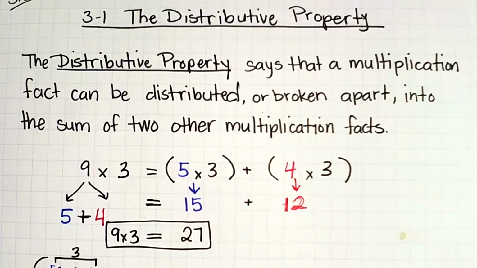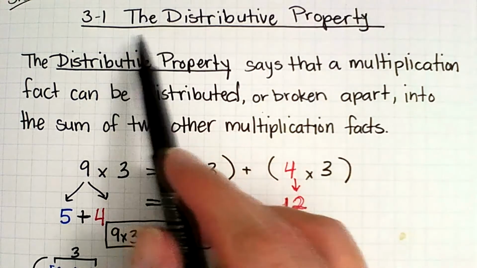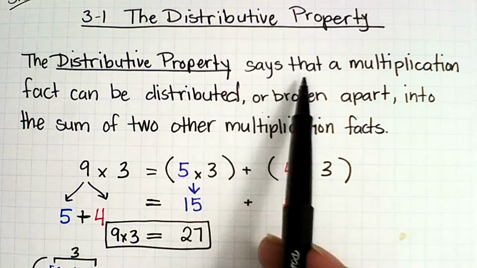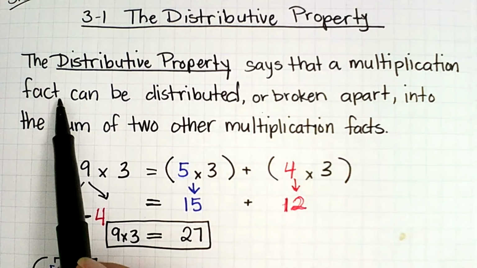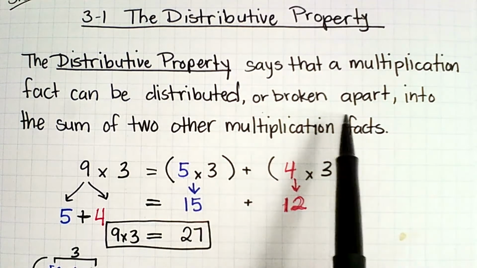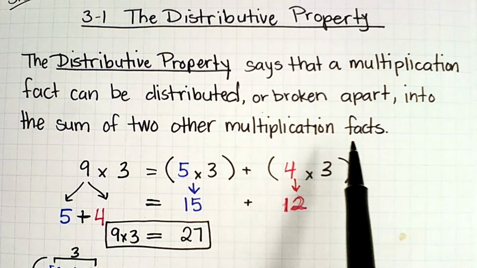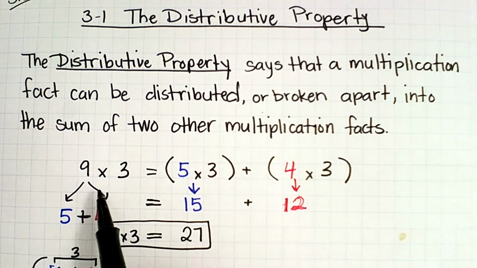Some of the notes that we took while watching the video: we put the title of our lesson at the top, 3-1, the distributive property. And we said that the distributive property says that a multiplication fact can be distributed or broken apart into the sum of 2 other multiplication facts. The example that I gave you here is 9 times 3.